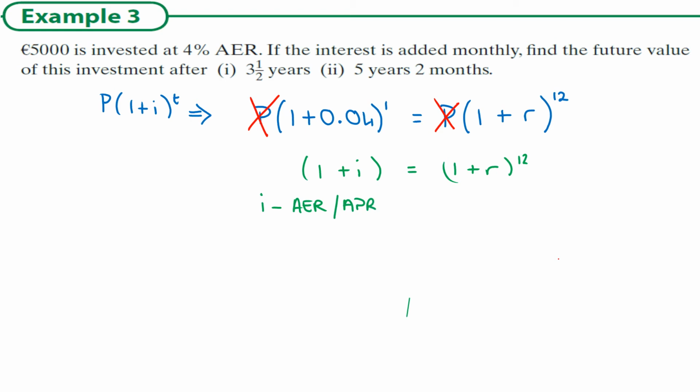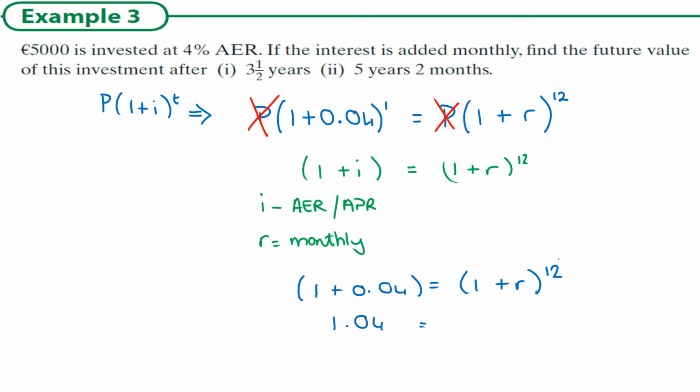And in my notation, I is your AER or APR, depending, are we savings or are we in a loan? And in this case, we're saving, so it's AER. And then OR would be a monthly rate. Now, I'm saying monthly, but that could also be a weekly rate. And if it was weekly, it'd be to the power of 52. It could be daily, 365, and so on. So now we're going to work with that. We have 1 plus 0.04 should give me the same as 1 plus this monthly rate to the power of 12. That is 1.04 is equal to 1 plus OR to the power of 12.